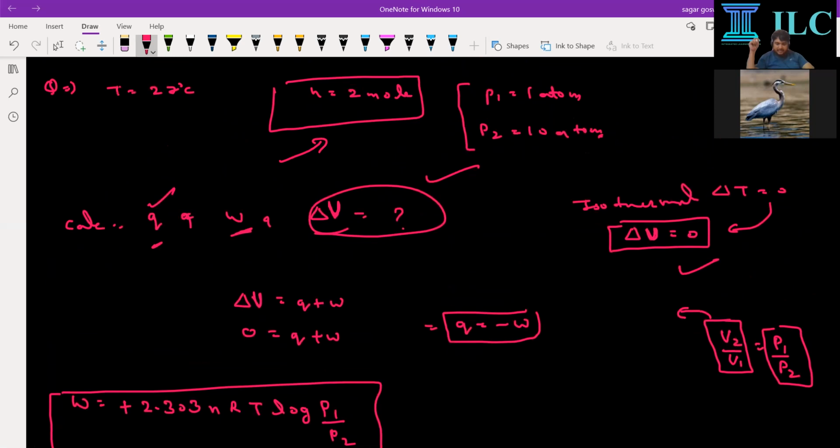See here, 27 degrees I have given to you. 10 atmosphere. The pressure is given to us in atmosphere, and if you want to take it into joule, you can take R directly as 8.314. Because we are directly finding the answer in joule, you can write 8.314.